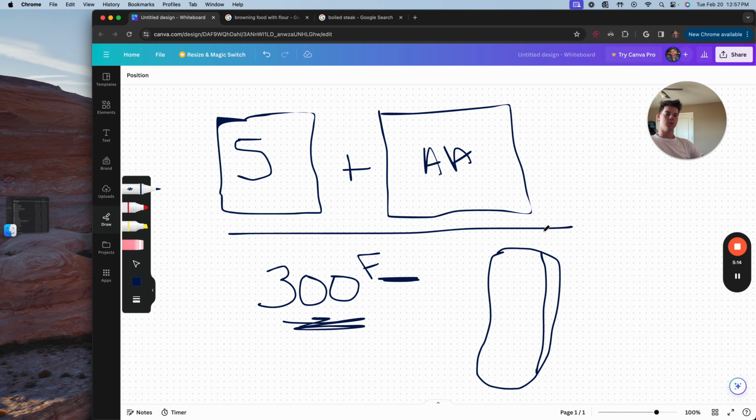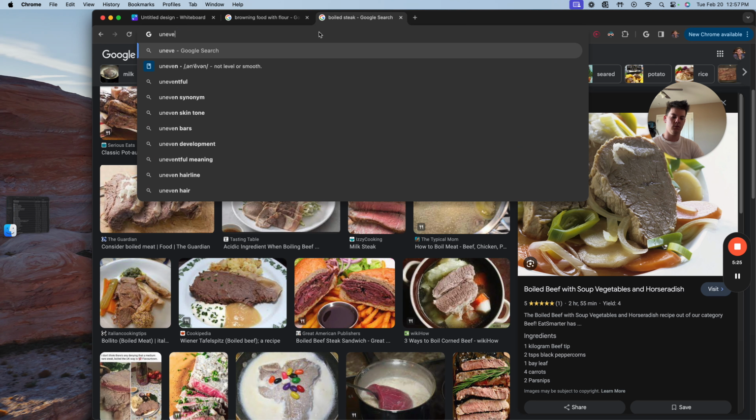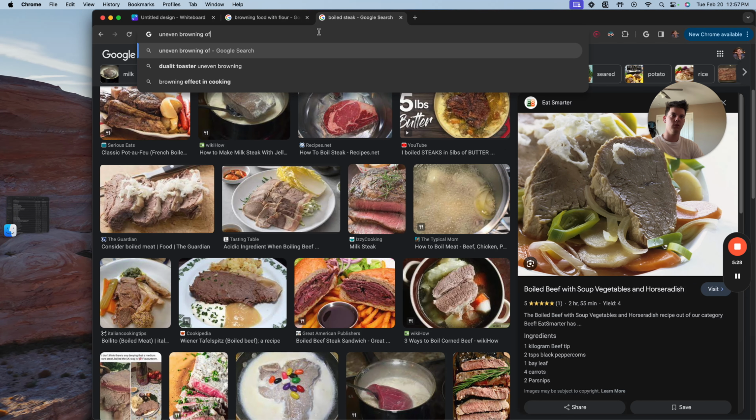So a good steak has crust all over. You don't want browning only here. Maybe some browning here, and this brown spot. So let's look up uneven browning. Even browning of steak.